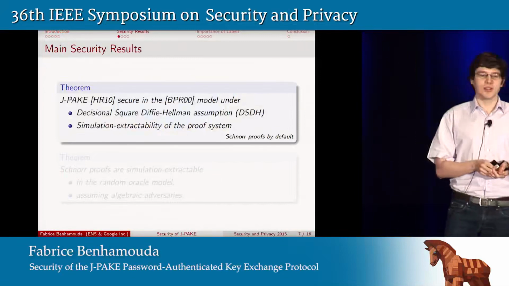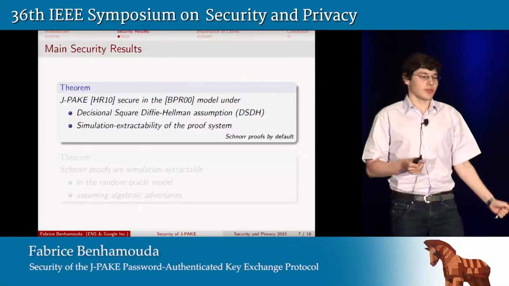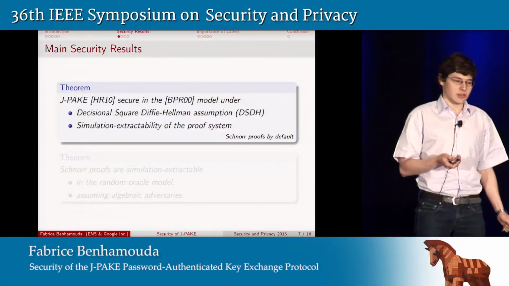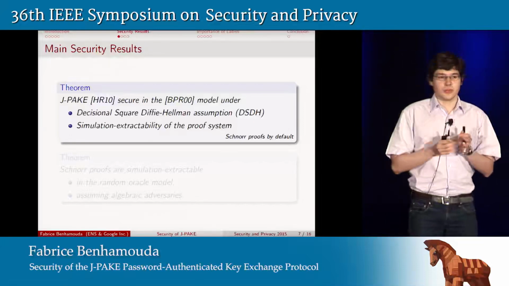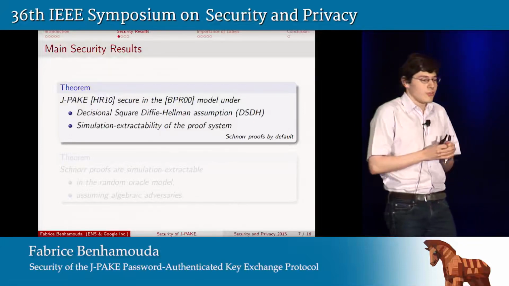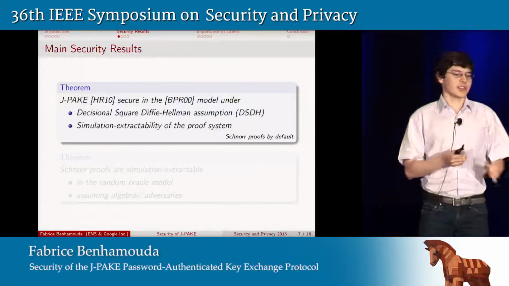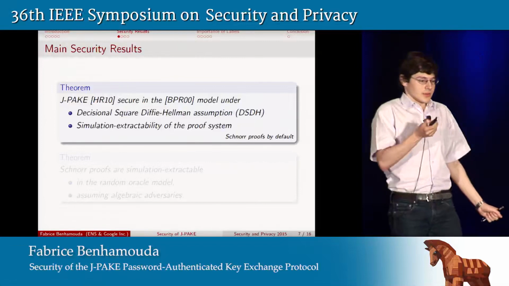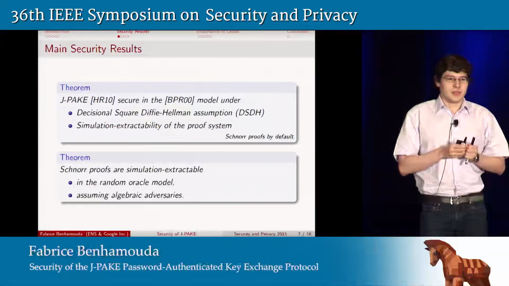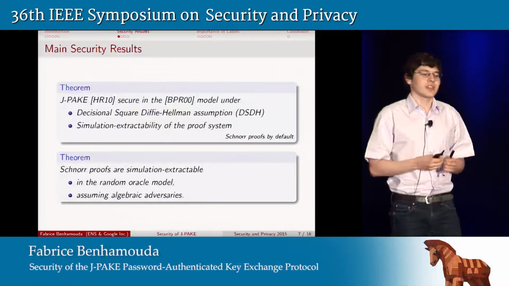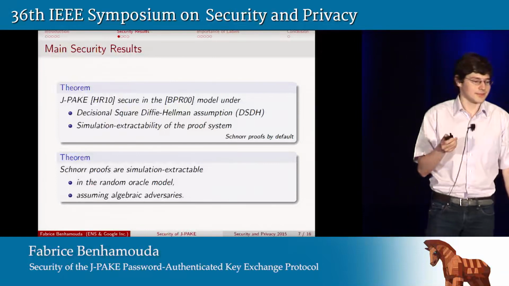Okay, so back to the main security result. We show that the JPEG protocol, as proposed in the original paper, is secure under the DSDS assumption, which is a classical assumption, and assuming that the proof system used in the protocol is simulation extractable. And then we show that the proof system used in the protocol, which are Schnorr proofs, are actually simulation extractable with some restriction, but that's okay in practice.